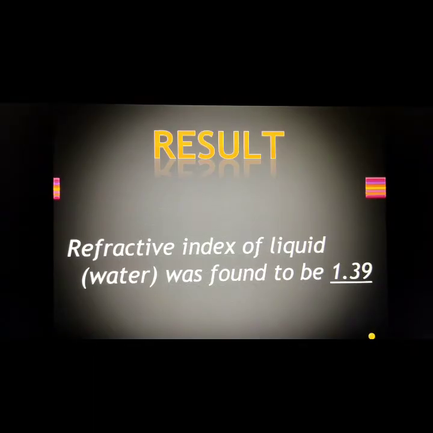1 plus 9.7 divided by 25, which is 1 plus 0.388, which is N equal to 1.39. That is the refractive index that we have got in this experiment for water. Result: the refractive index of water, the liquid that we have used, was found to be 1.39.